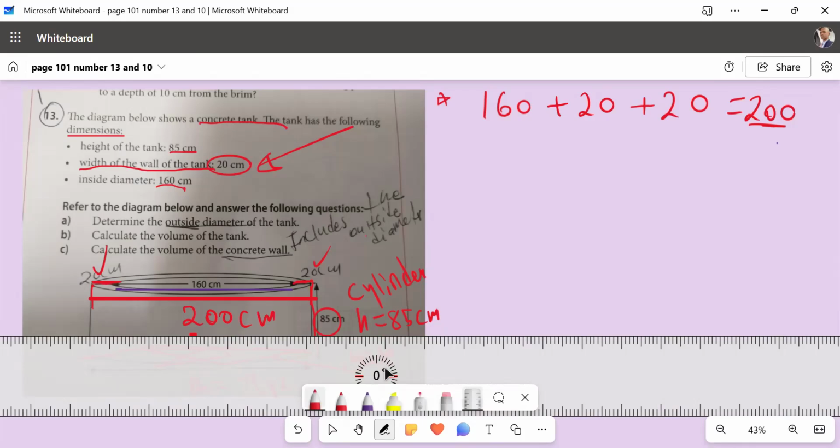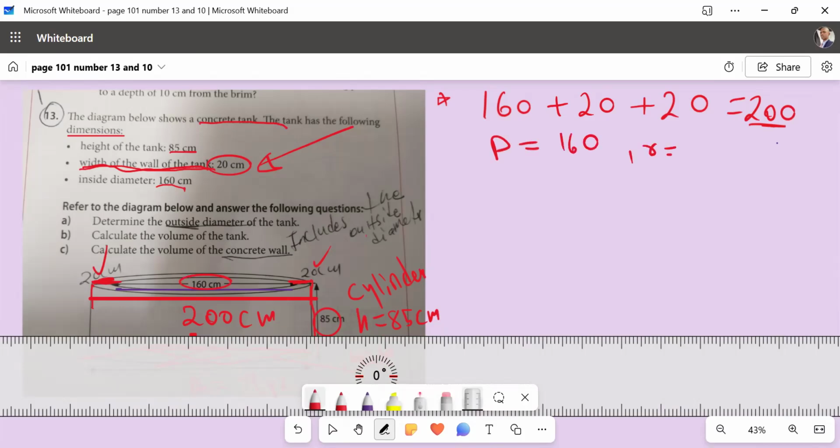Maybe I should repeat my observations here. I'm saying that the width of the wall of the tank is 20 centimeter, a measure of this distance from here up to here, here up to here. The inside diameter is 160. When we talk about diameter, we're talking about the distance that joins two points on a circle, but that particular distance must cut the center, which is 160. So we are given the diameter, which is equal to 160.